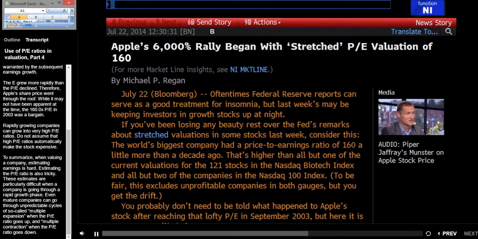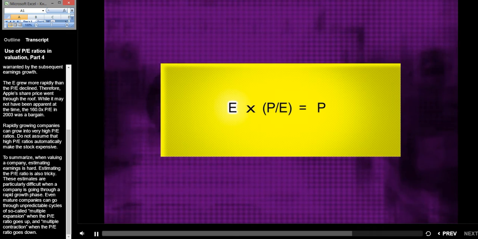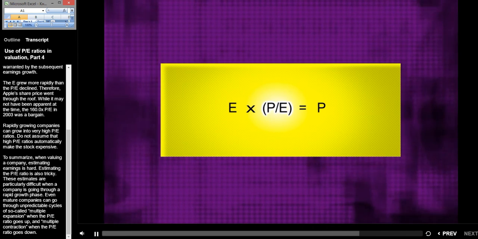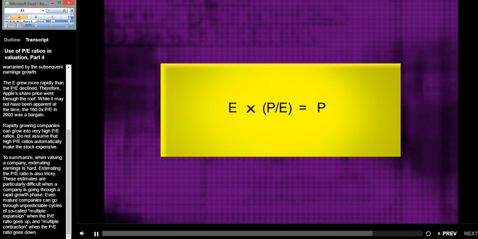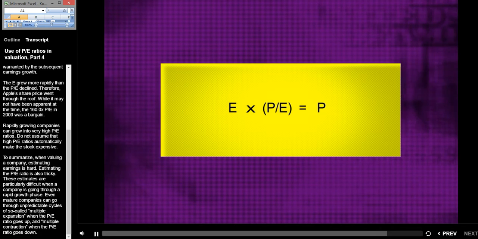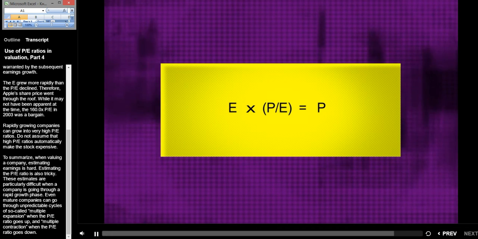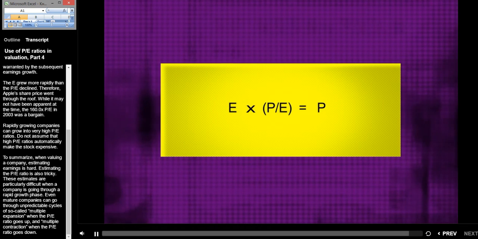Rapidly growing companies can grow into very high P/E ratios. Do not assume that high P/E ratios automatically make the stock expensive. To summarize, when valuing a company, estimating earnings is hard. Estimating the P/E ratio is also tricky. These estimates are particularly difficult when a company is going through a rapid growth phase. Even mature companies can go through unpredictable cycles of so-called multiple expansion when the P/E ratio goes up and multiple contraction when the P/E ratio goes down.